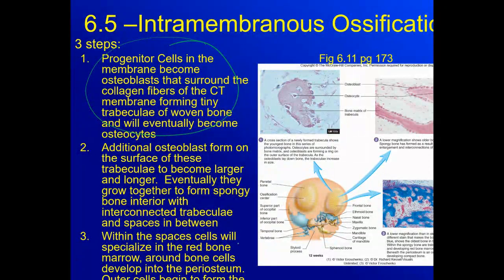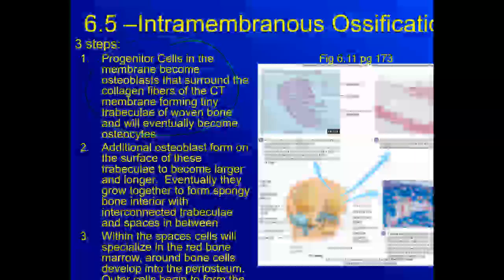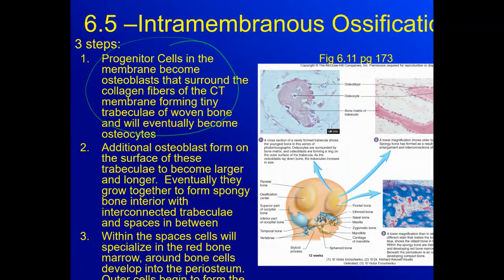Within the spaces, the cells will specialize into the red bone marrow. Around the bone, cells will develop into a periosteum, and the outer cells begin to form the compact bone. So if you look here, you can see that I still have spongy bone here, but things are getting more solid around the outside. Here, that kind of darker pink is the periosteum starting to form. So for the most part, these are going to be your flat bones. This is how your flat bones develop.